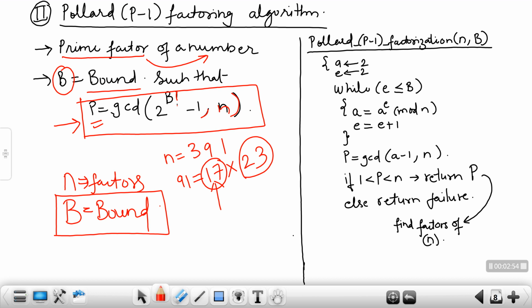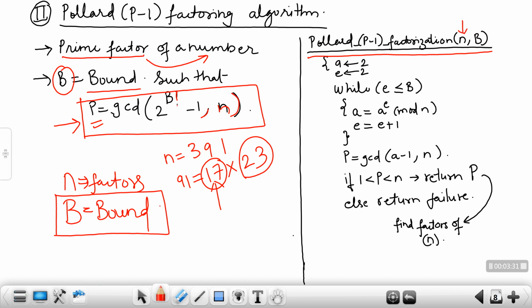Now in your textbook there is one algorithm which is very complex and complicated. Even if you read it two or three times, you won't be able to understand how to calculate the factors of a given number. So I have found a very simple algorithm for Pollard P-1 factorization. Go through the algorithm properly, because we have to use it to solve a problem. We will trace this algorithm using a problem, but you should know the algorithm first. This algorithm is known as Pollard P-1 factorization (n, B).